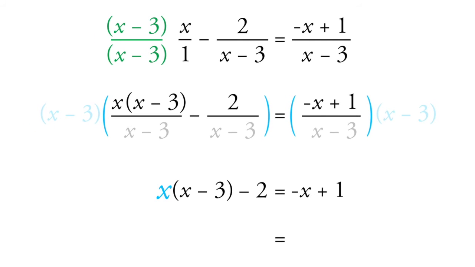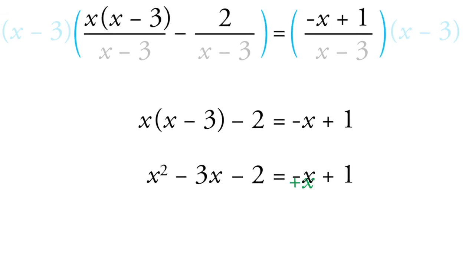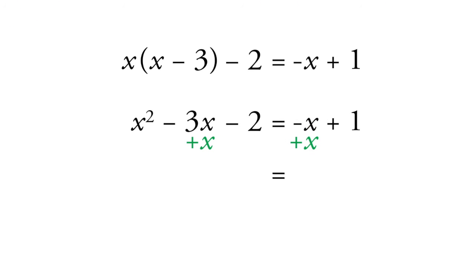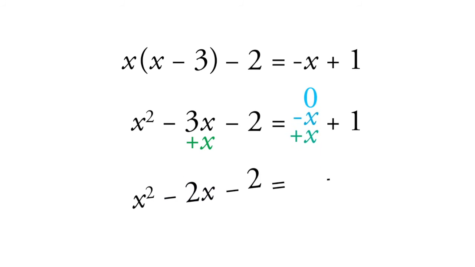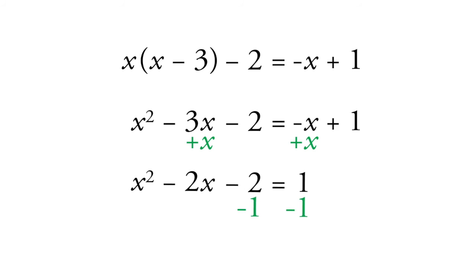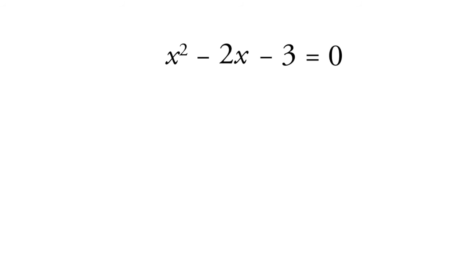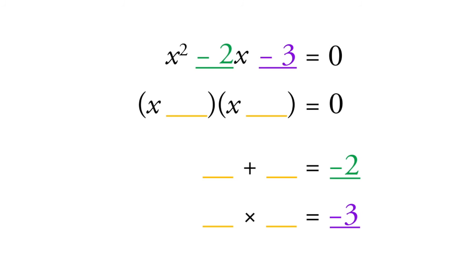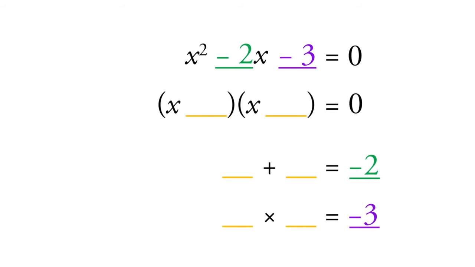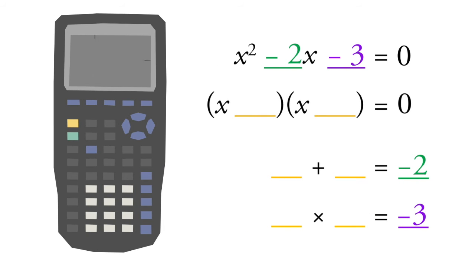We'll multiply x times x, and we get x squared, and x times negative 3, we get negative 3x, minus 2 is equal to negative x plus 1. And we'll add x to both sides, and we get x squared minus 2x minus 2 equals 1. Subtract 1 from both sides, and that negative 2 becomes negative 3. Then we have to figure out how to factor that, and that's a bit of a skill, or your calculator can do it. You'll see our calculator tutorial for that.